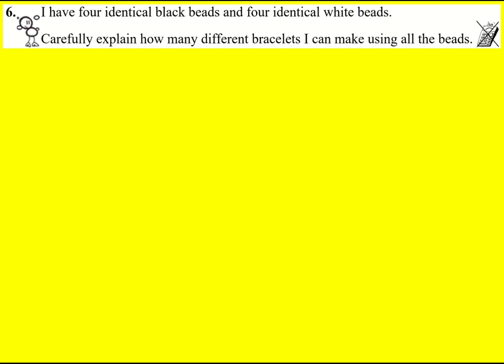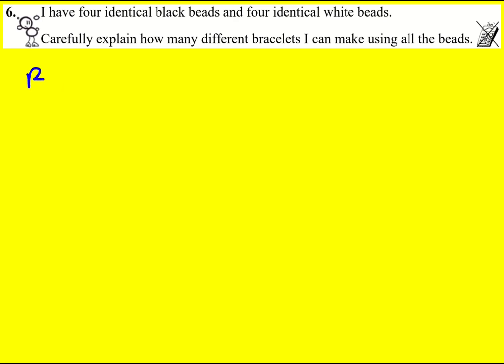This is a different take on your typical arrangements question because we've got a bracelet, and so it's going to be connected at either end, whereas normally when you have a list, it's got a start and an end. The bracelet doesn't, which means there's going to be some bracelets that look the same.